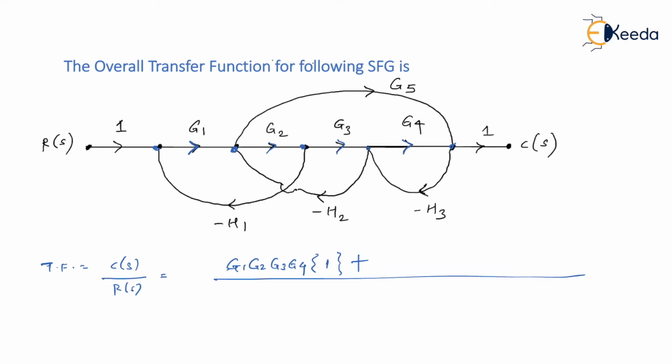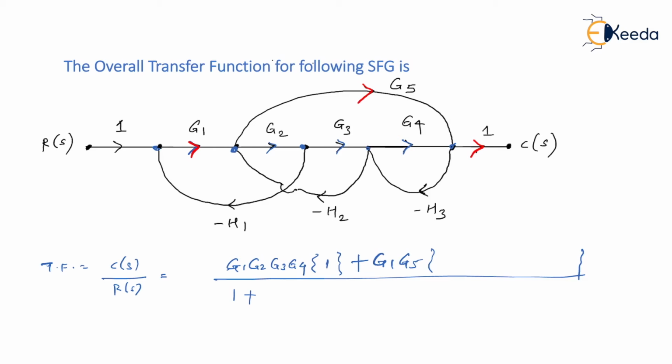Plus, let us write the next forward path. As you can see, it is G1, then going to G5, and then going to C of S. So the G1, G5 product is your T2. So G1, G5, and then we'll leave some space over here to write delta 2. Delta 2 we will determine later once we get delta.